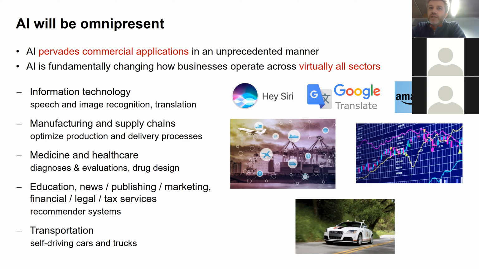In manufacturing and supply chains, artificial intelligence can help to optimize the production and delivery processes. In medicine and healthcare, it allows to assist with diagnosis and evaluations. In drug design, modern artificial intelligence can help to predict toxicity or other behavior of molecules just from the genomic sequence. In education, news, publishing, marketing, and other services, recommender systems help to make the best possible next recommendation. So you have that every time on Amazon or YouTube or wherever. And also a very important topic, self-driving cars and trucks.